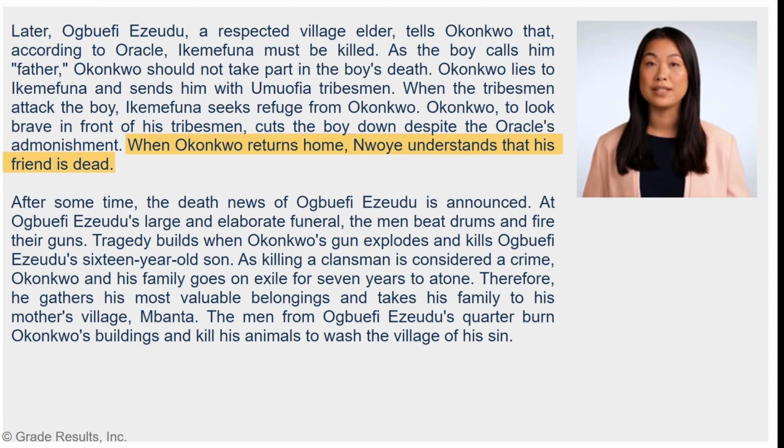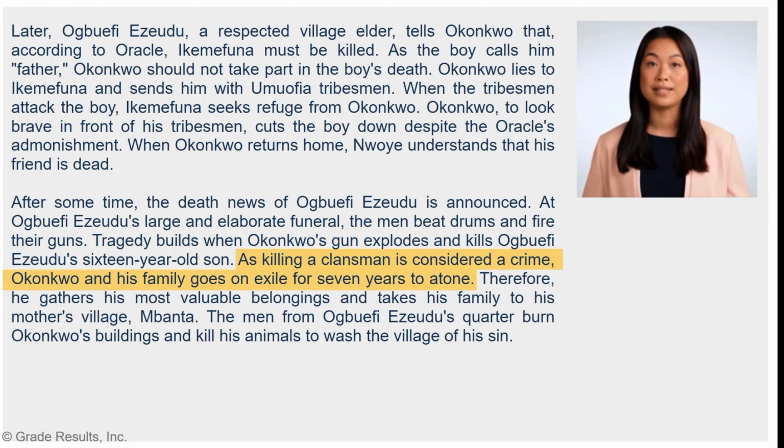When Okonkwo returns home, Enwoy understands that his friend is dead. After some time, the death news of Ogbuefi Ezeudu is announced. At Ogbuefi Ezeudu's large and elaborate funeral, the men beat drums and fire their guns. Tragedy builds when Okonkwo's gun explodes and kills Ogbuefi Ezeudu's 16-year-old son.